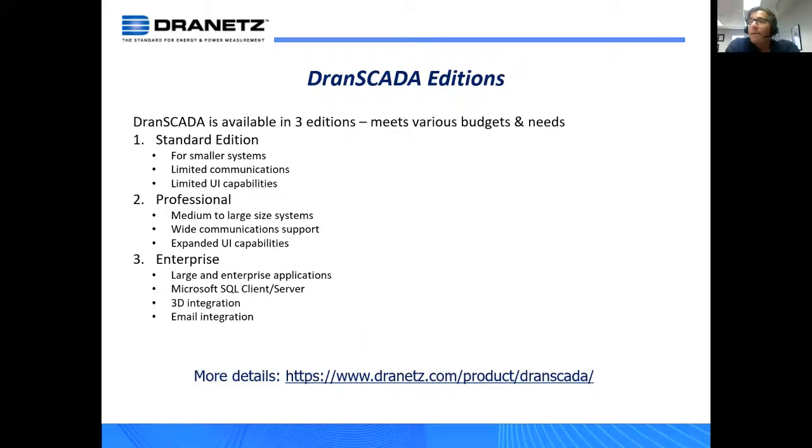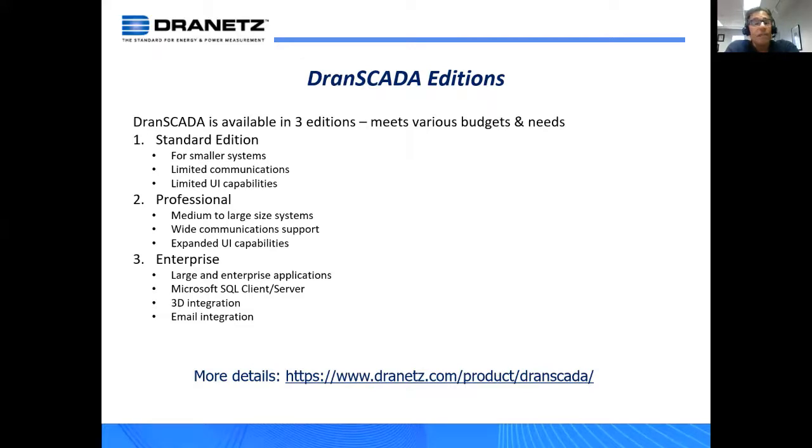So back focusing on what is DranSCADA, well, it's really available in 3 editions. And if you go to our webpage, you will see the various details by check marks on what's available in each edition. But just to summarize, again, there's Standard Edition, Professional Edition, and Enterprise. And they go from kind of like a good, better, best approach. And it also approaches their cost levels in low, medium, and high cost, depending upon your needs and your facility. Again, this is tailored towards your application.